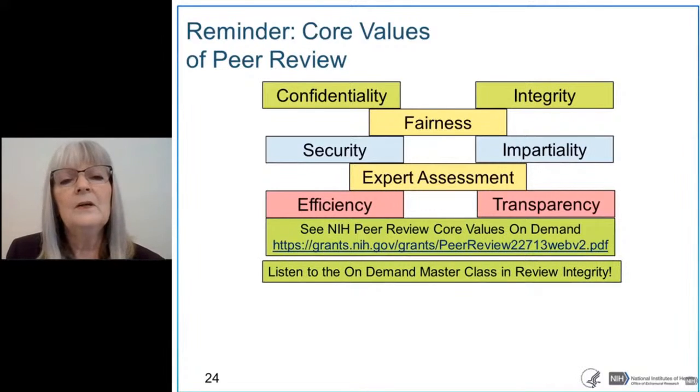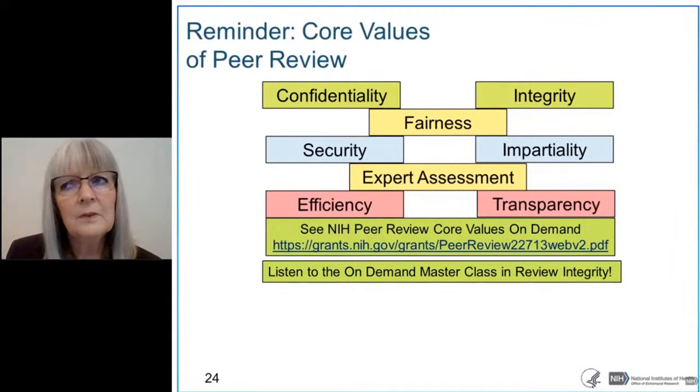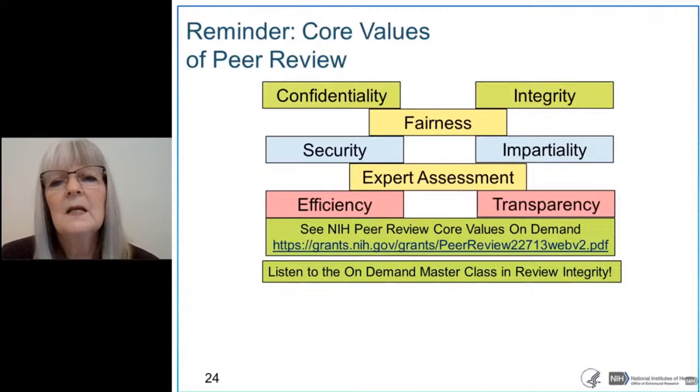We talked a little bit about confidentiality. Any attempt to gain information about the review by contacting reviewers, or if reviewers reveal information that they're not allowed to reveal, is a breach of confidentiality.